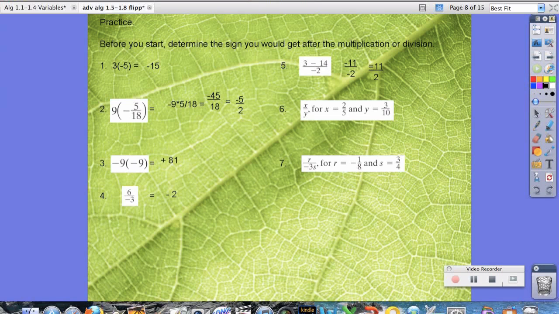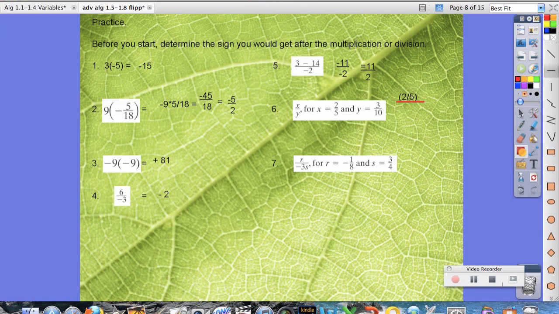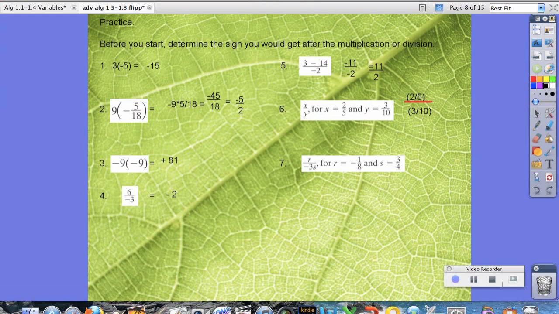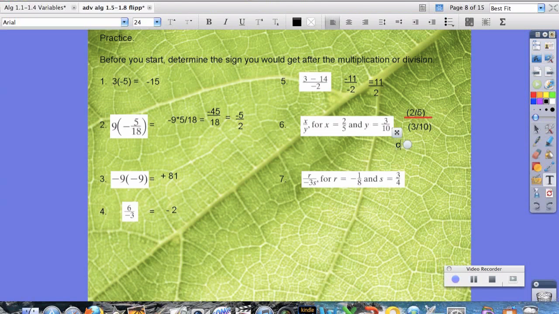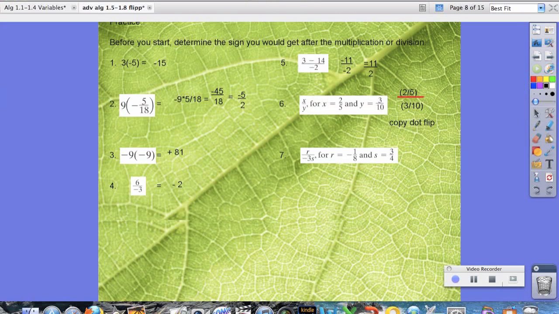So number 6 is going to be a really important one, so you need to make sure you're paying attention to this one especially. It says x divided by y. So keep in mind our x is 2/5, and we're dividing that by our y, which in this case is 3/10. Now, when we divide fractions, we have to do something very, very specific, which is what I call copy dot flip, which tells you exactly what you're doing.